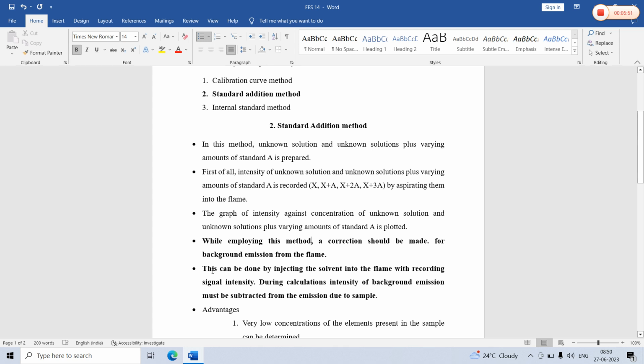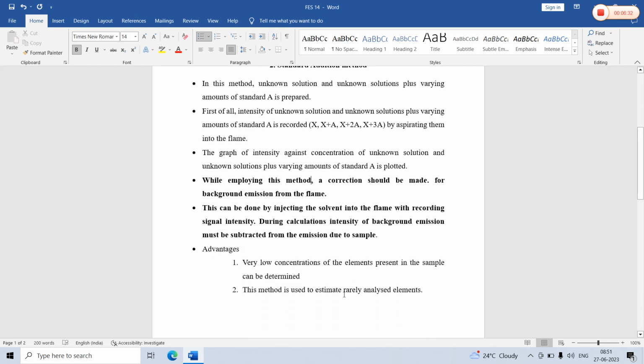Now the fifth point: this can be done by injecting the solvent into the flame. We just inject the solvent into the flame and record its intensity, and that gives the intensity of the background emission. Intensity of background emission means simply the intensity of the solvent. So during calculation, the intensity of the solvent, or background emission, must be subtracted from the intensity obtained from the sample. We just take a subtraction of the background emission from the emission due to the sample.